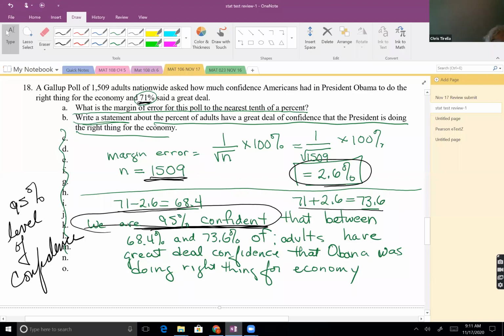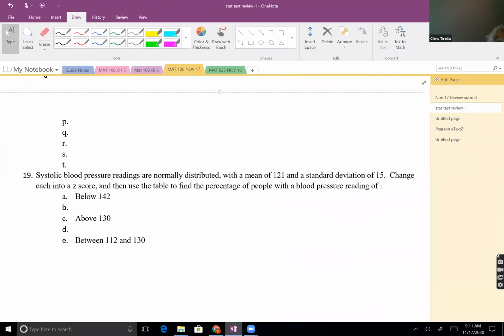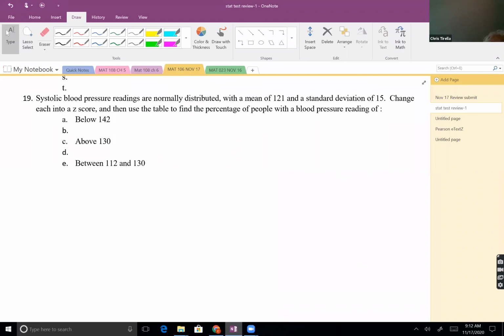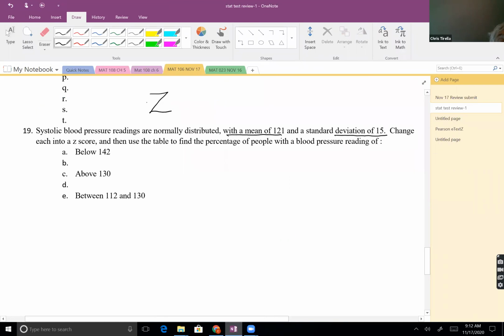If so, last question takes us back to what Michael was asking about at the beginning of class. We're given a set of data. We're given a mean and a standard deviation. You want to change them each to a z-score, remembering that the z-score is equal to the data value minus the mean over the standard deviation. And then we want to use those to find percentages. The percent below is exactly my percentile, which I get from the table.